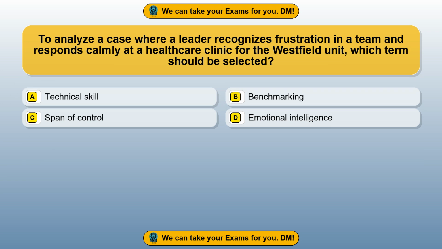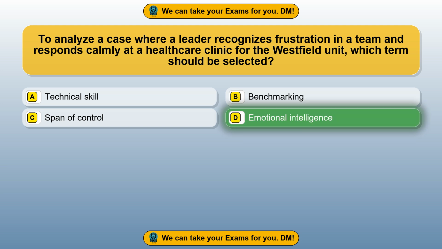Question 75. To analyze a case where a leader recognizes frustration in a team and responds calmly at a healthcare clinic for the Westfield unit, which term should be selected? Option A, technical skill. Option B, benchmarking. Option C, span of control. Option D, emotional intelligence. The correct answer is option D, emotional intelligence.